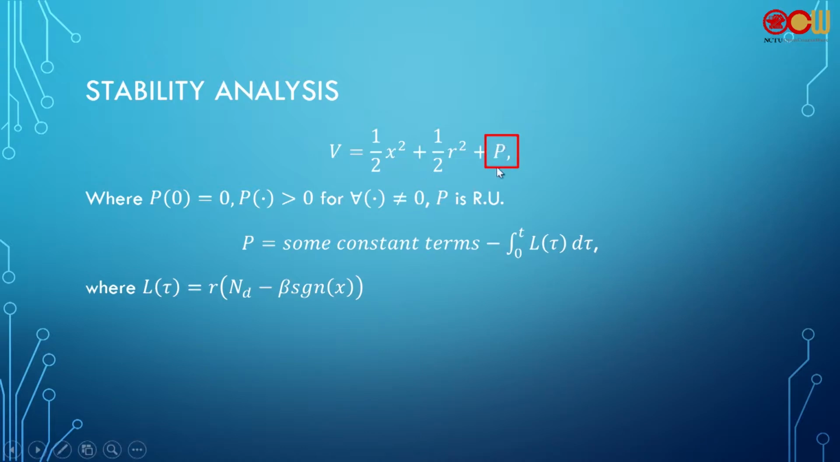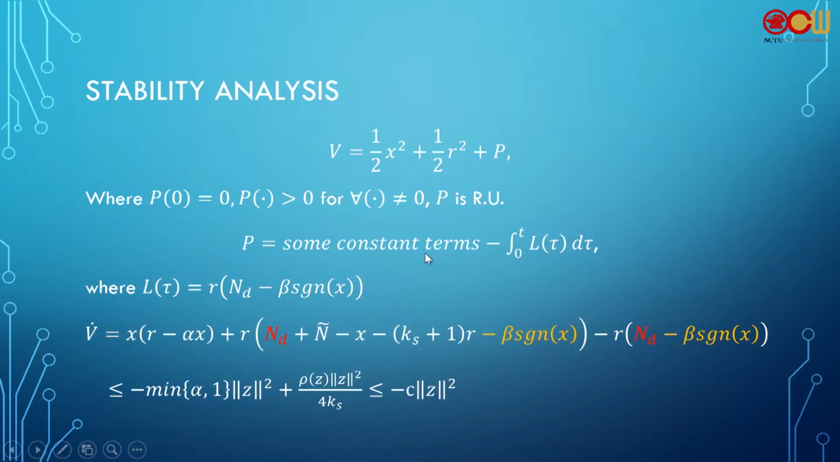That means that the sign function here is to cancel out with another sign function in the dynamics. The sign function in r, which is in P, right? Because P is the integral of the L function. And that sign function is designed to cancel out with another sign function in r dot, which is this. So here you can see that Nd will cancel out with another Nd coming from the P terms. Beta sign x cancels out with another beta sign x from P. One is from P, one is from r dot.